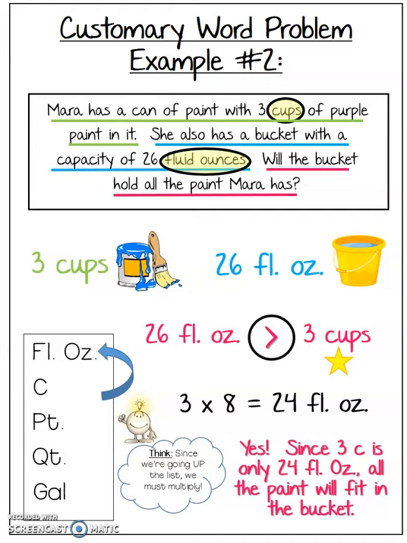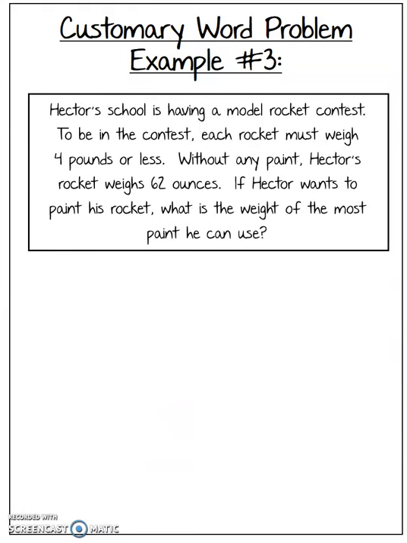Okay, let's look at one more, and you can probably guess this will be an example with weight. This story reads, Hector's school is having a model rocket contest. To be in the contest, each rocket must weigh 4 pounds or less. Without any paint, Hector's rocket weighs 62 ounces. If Hector wants to paint his rocket, what is the weight of the most paint he can use?